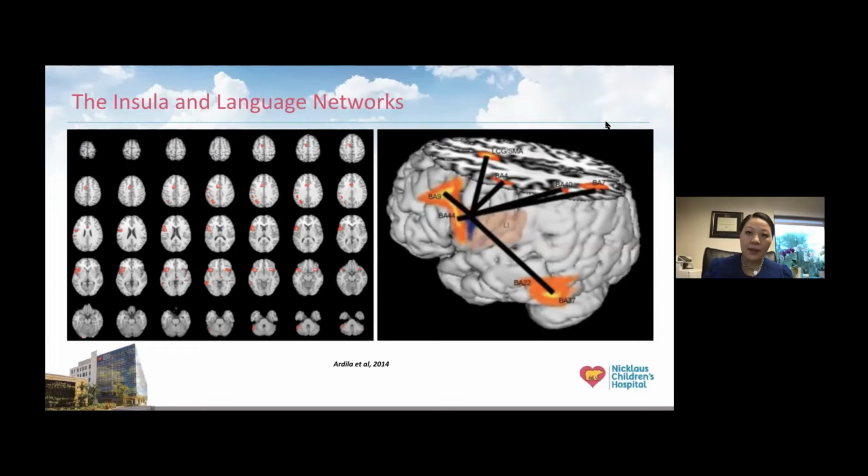And through this study of Ardila et al., 13 different activation clusters were found. The insular connections included not only areas involving language production, such as Broca's area, and language understanding, such as Wernicke's area, but also areas involved in language repetition, such as the supramarginal gyrus, which you can appreciate through the brain network of the insula. And also you can see with this artist rendition multiple connections between the insula and different regions of the left hemisphere.